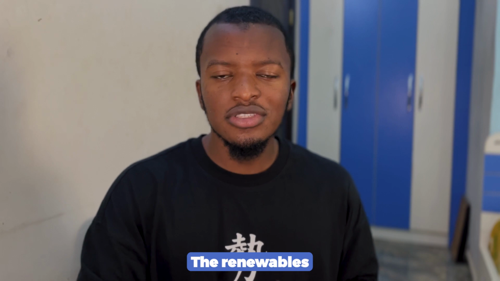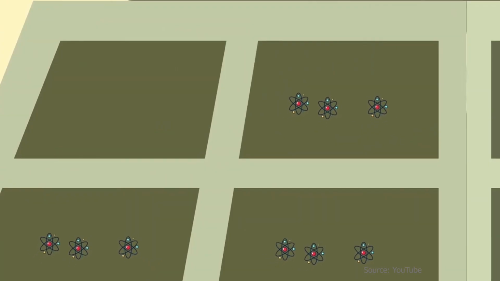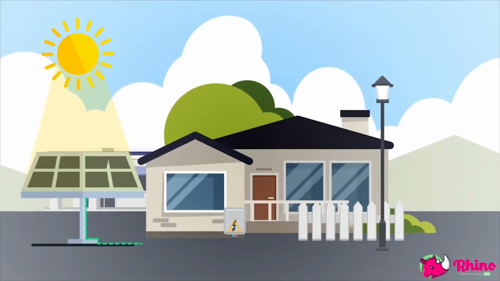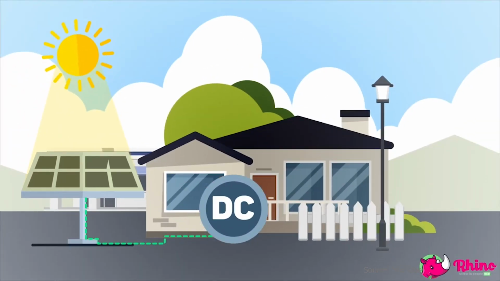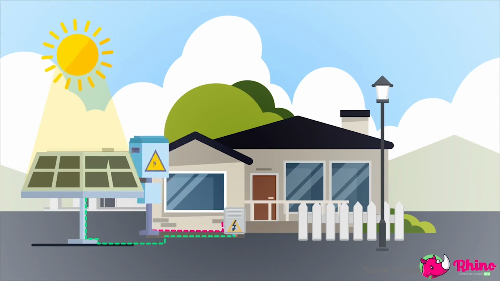Then for the renewables, let's start with solar. The energy that is gotten from the sun gets converted to electrical energy through the solar panel. The electricity that is generated is in direct current, so it gets converted to alternating current through the inverter, and then it can be used for consumption. The next one is hydro.